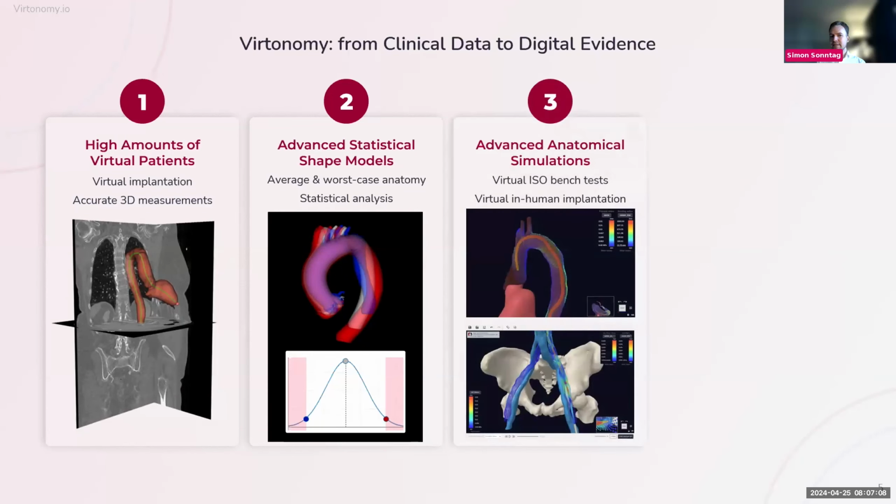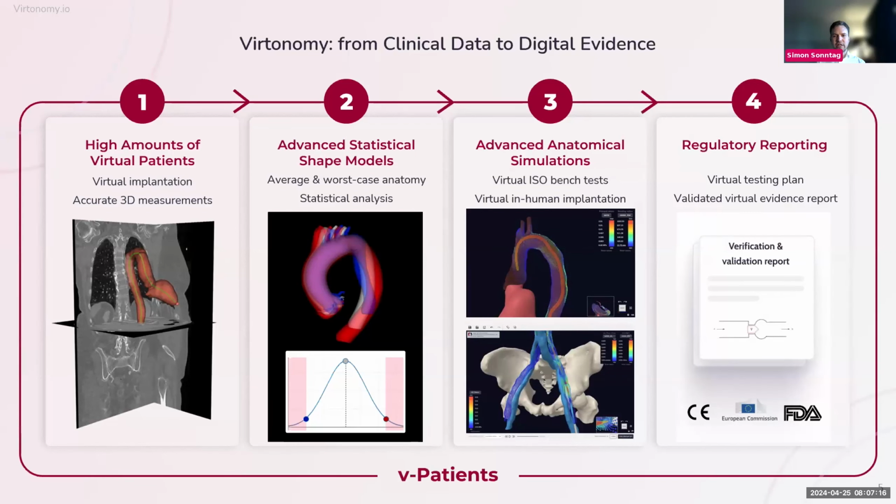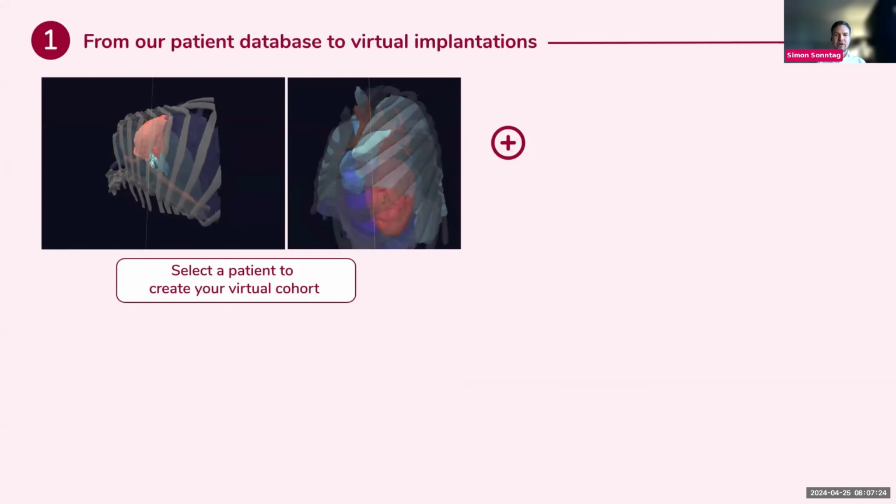And as said, this can then be combined with these anatomical simulations that will show then later on how this works in detail. And finally, you create digital evidence that can be used then for the regulatory submission, where we are compliant to the guidance document that I've just shown you. So how does this look in action?